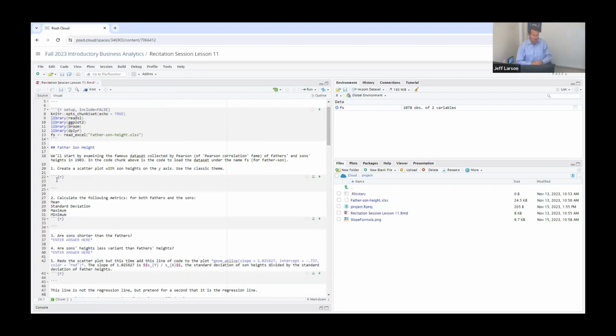So we're going to start with this father-son data set. We measured a bunch of fathers, we measured their height, we measured the heights of their sons. So we have this data set that just has the two variables, father's height, son's height. That's it. And we think one will be predictive of the other. So we're just going to do a quick scatter plot first.